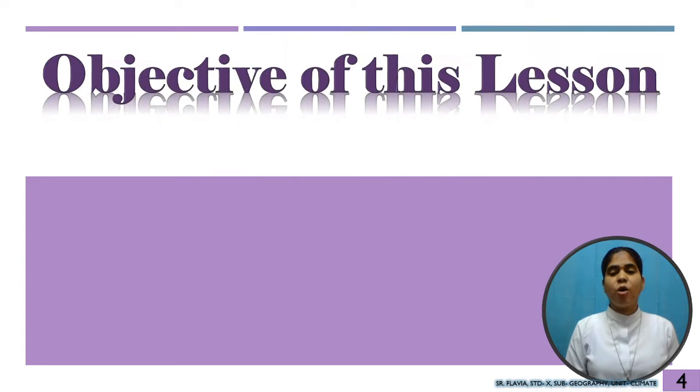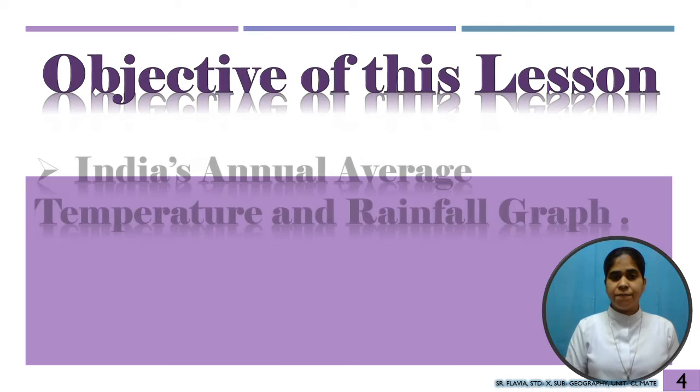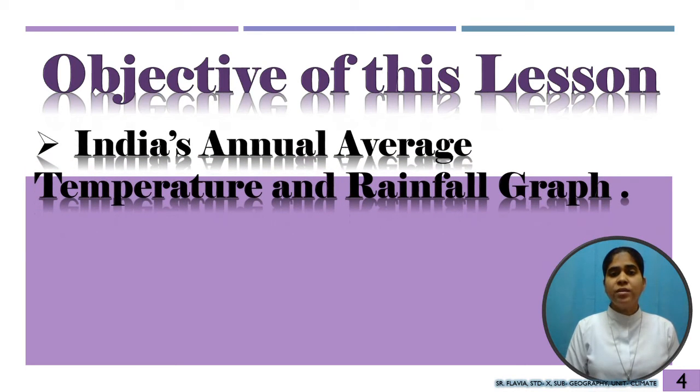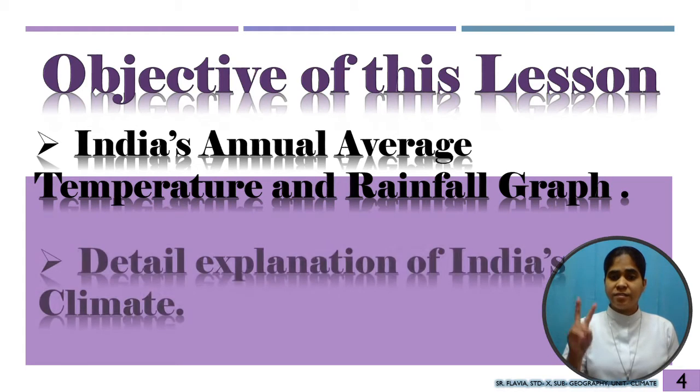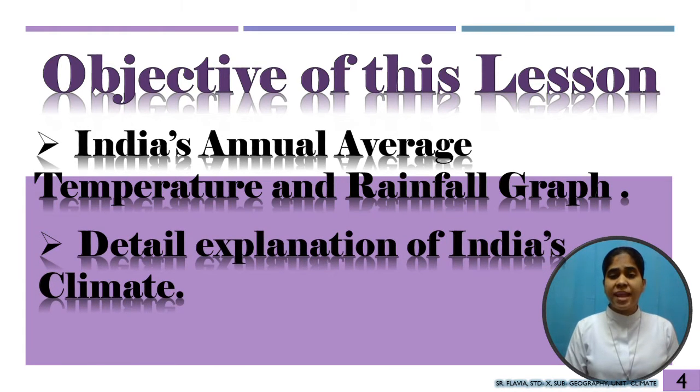The objective of this lesson. Dear students, in this lesson we shall focus on two things. First, India's annual average temperature and rainfall graph. Second, detailed explanation of India's climate.